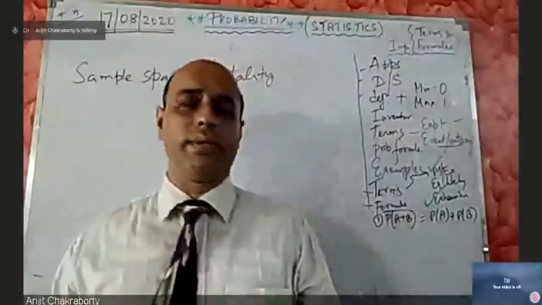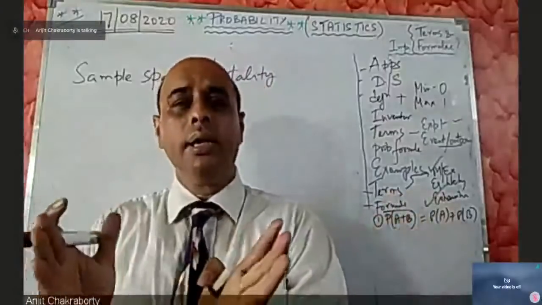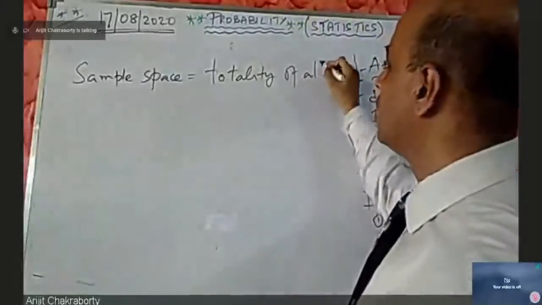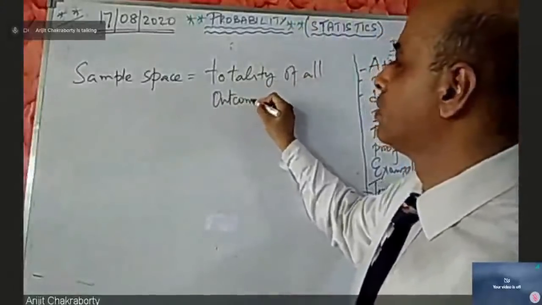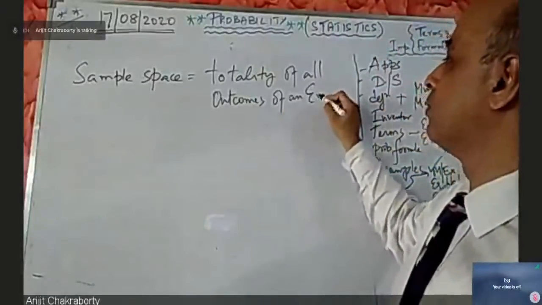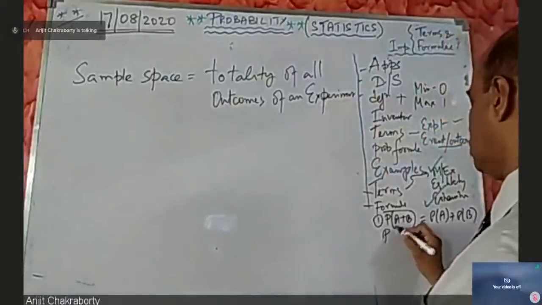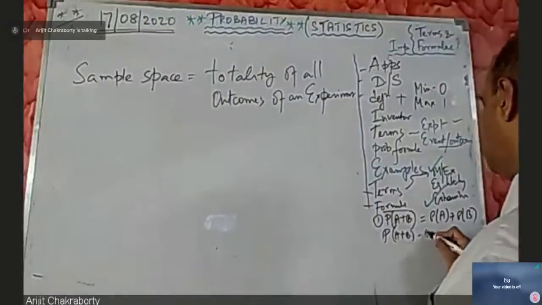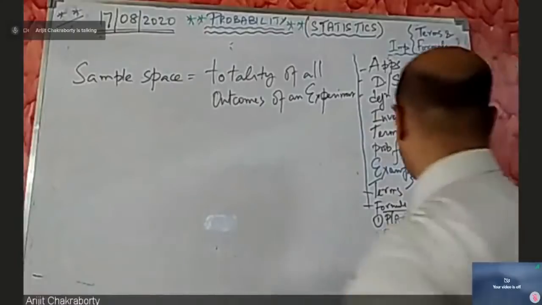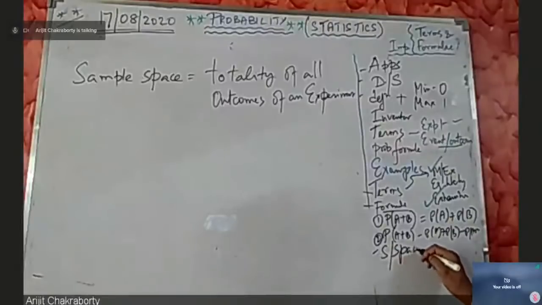Sometimes in different materials you will get one paragraph, very difficult to understand. I am giving you a shortcut. Simple one line definition of sample space: totality of all outcomes. Outcomes of what? Of an experiment. So we are talking about sample space also. Now what is sample space?